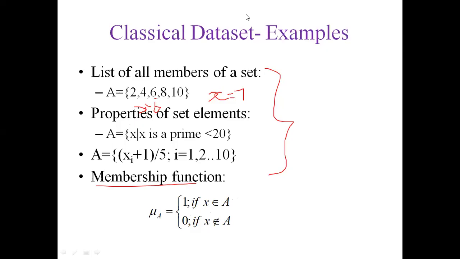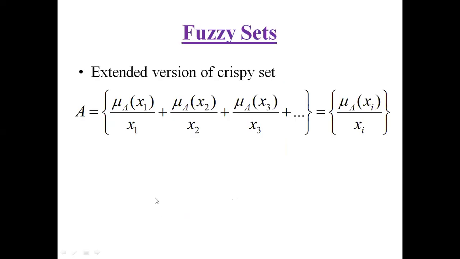So, coming to the next one. These are all called classical or crisp data. What about the fuzzy data? The fuzzy data set, which we really like. Another equation is given like this.